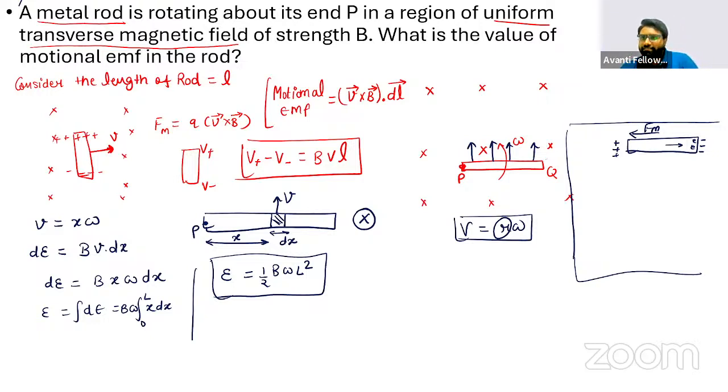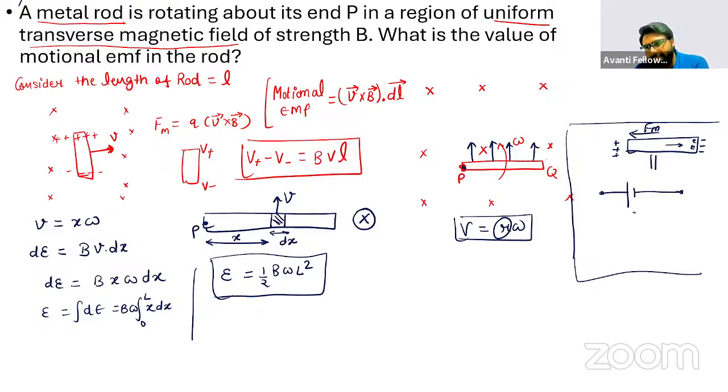Okay, and vice versa. Look, in this anti-clockwise motion, the point about which the rod is rotating comes out as positive. So we can consider this as the positive terminal of the battery and this as the negative terminal.